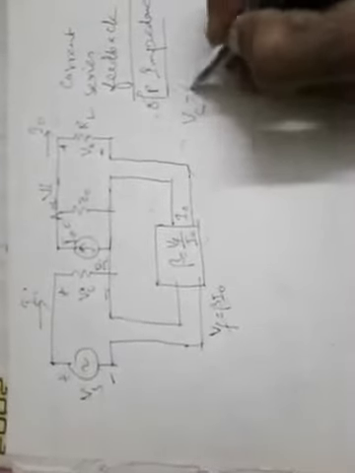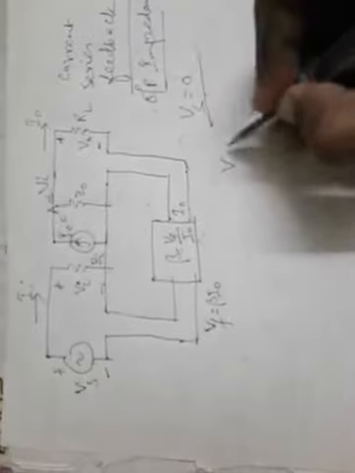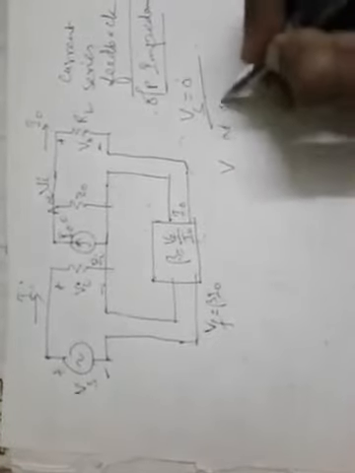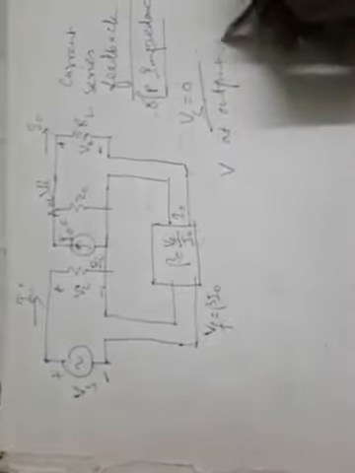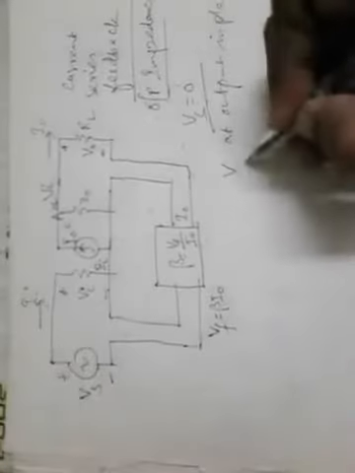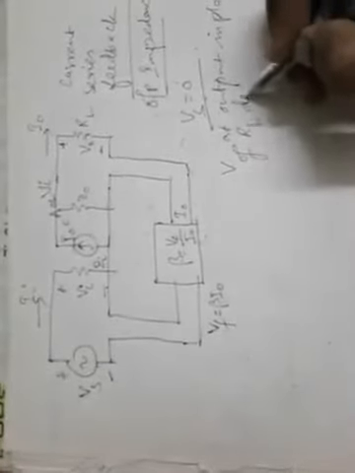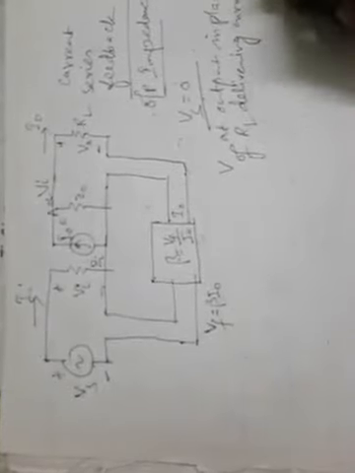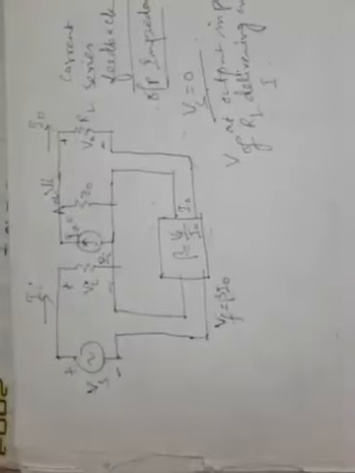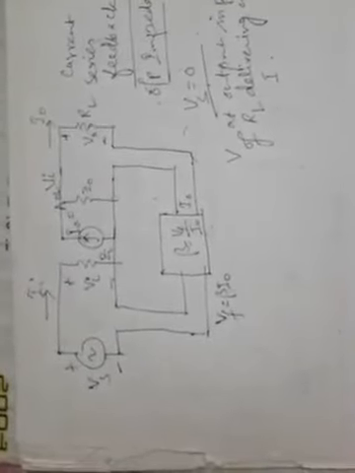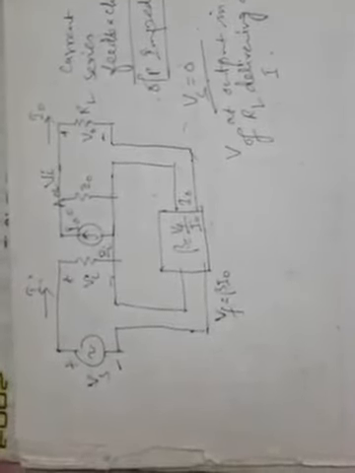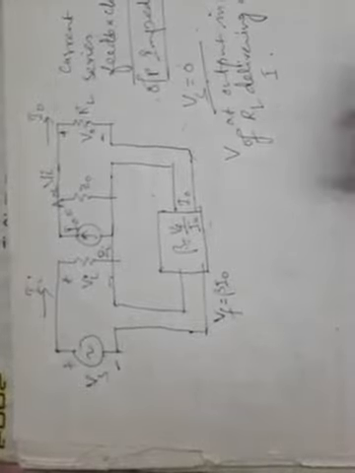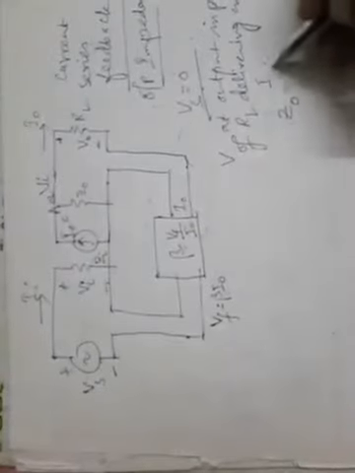So once again, putting Vs equal to 0, connecting V at the output in place of RL, delivering current I into the internal circuitry. Now the ratio of V to I will be the output impedance. So this value of Zo is V by I, and this is without feedback.